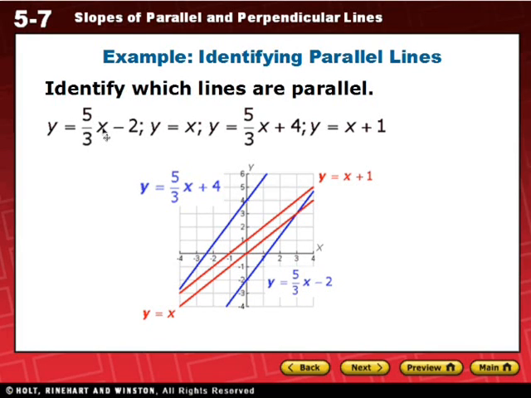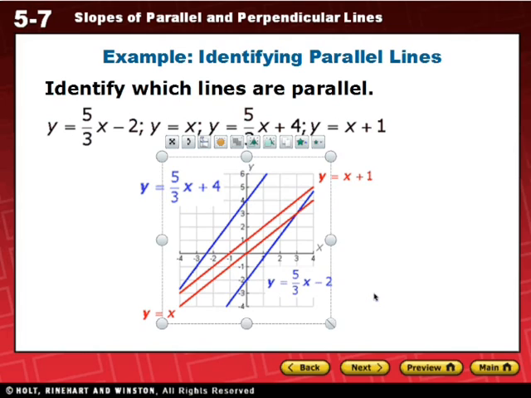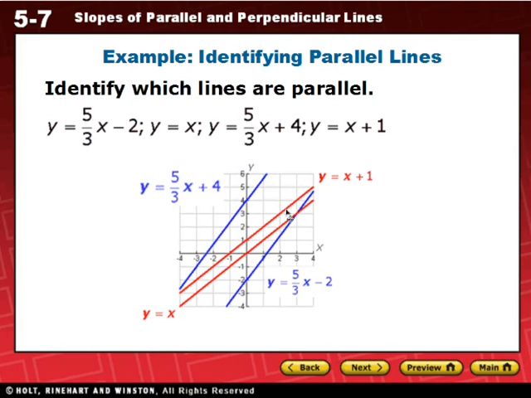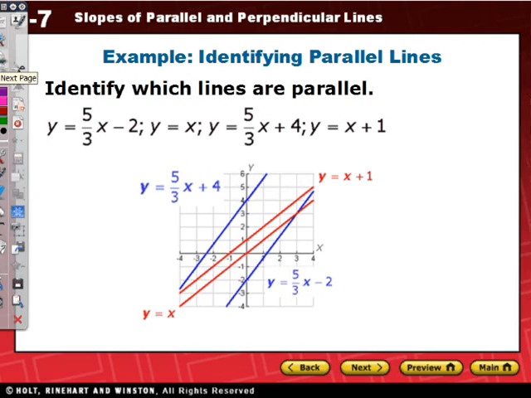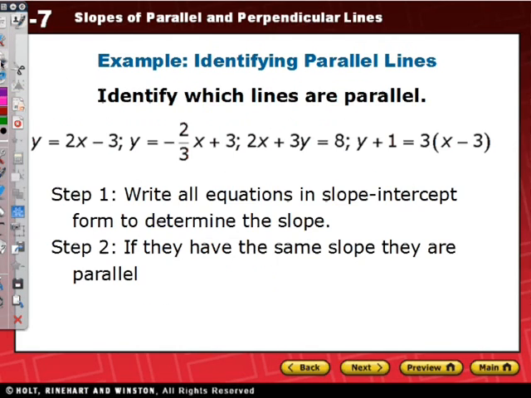You can really easily see 5/3 x plus 4 and 5/3 x minus 2 are parallel. And y equals x plus 1 and y equals x are parallel. They have the same slopes. If you don't have the graph there, then you look just at the slopes with the equation and determine which ones are the same. So now we're going to do one without any graphs.